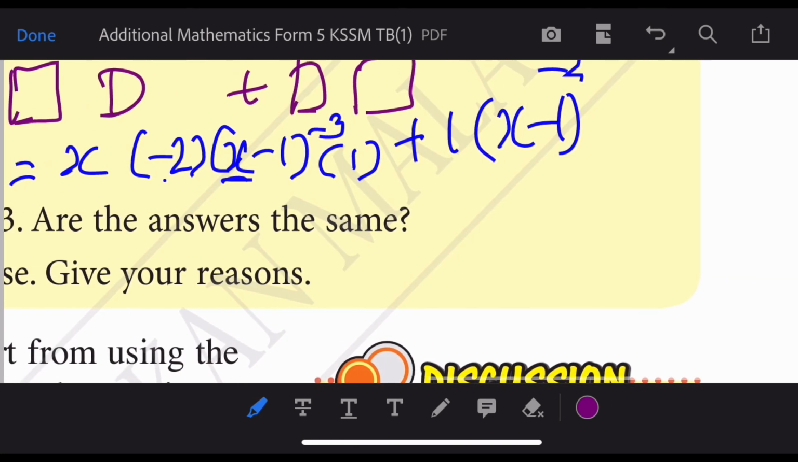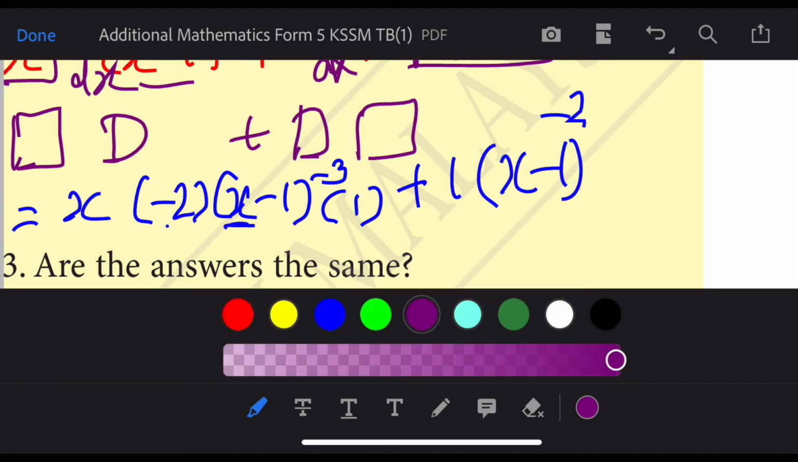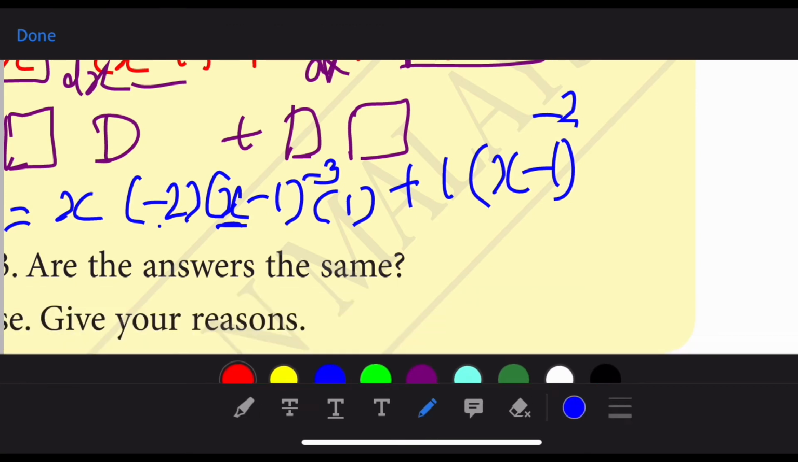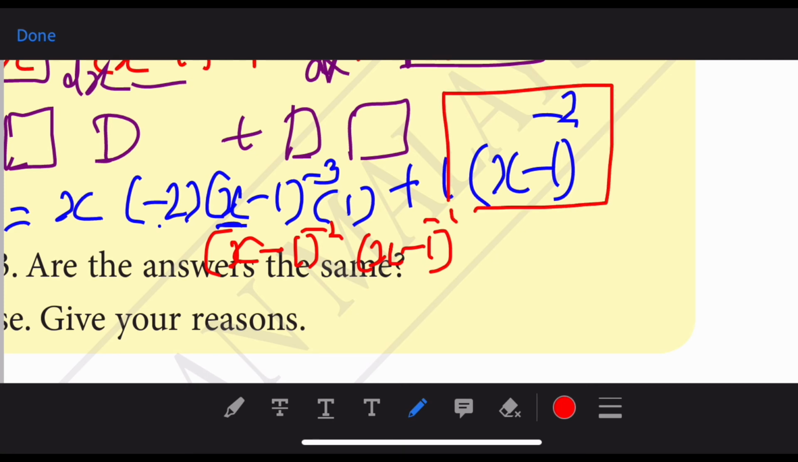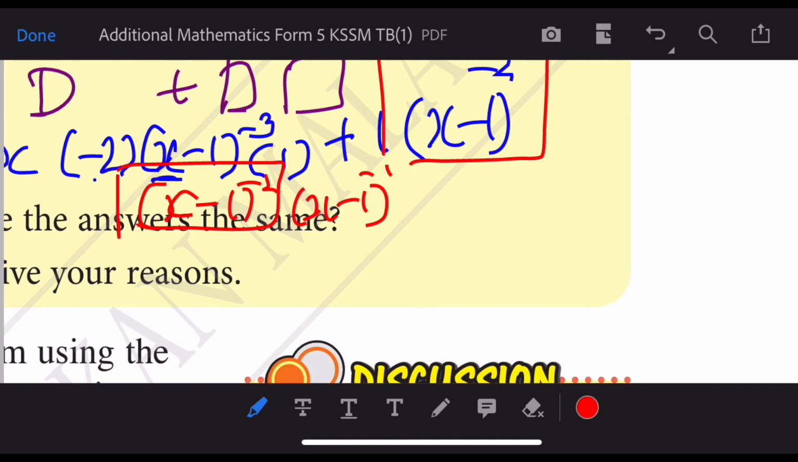Okay, how to simplify this one? The problem is you want to take out the common factor. Some people will have problems to factorize. So this one I want you to write the negative 3, and put the base as x minus 1, negative 2, negative 1, because I want to see the common factor, which is these two. Can you see or not? Is it very confusing? I write properly.